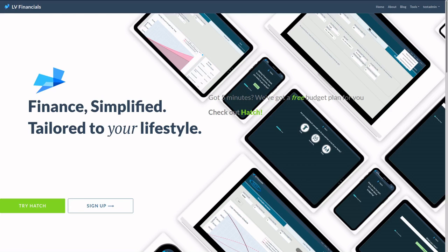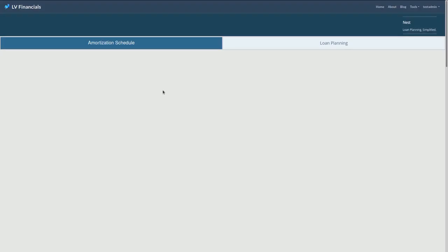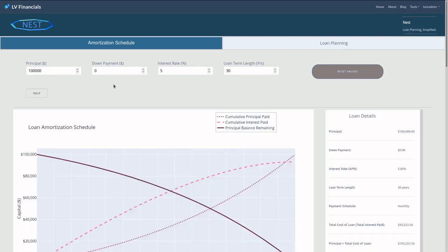Go to the Tools drop-down in the top right and select the Loan Planning Dashboard. Go to the Amortization Schedule tab. The principal is the amount of the mortgage, or the amount that you are borrowing.